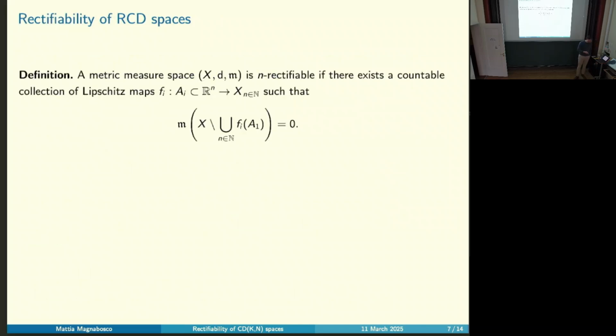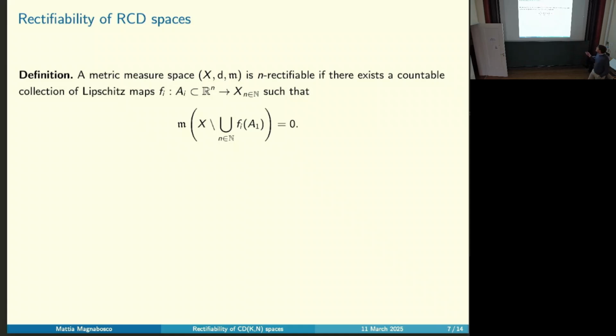And one of those is actually rectifiability. And in this talk I will use this definition of rectifiability. So I would say that a metric measure space (X,d,m) is n-rectifiable if there exists a countable collection of Lipschitz maps defined on Borel subsets of Rn, such that X is m-almost all covered by these images.